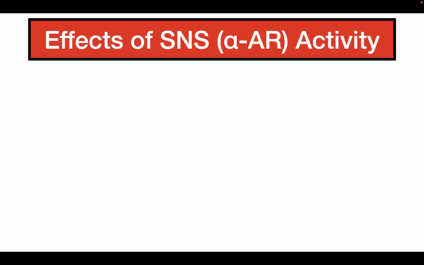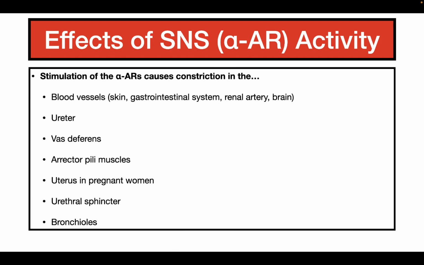So now what we're going to do is summarize the effects of the sympathetic nervous system when it interacts through the alpha adrenergic receptors and when it interacts through the beta adrenergic receptors. Remember, when you stimulate the alpha adrenergic receptors, this is going to cause constriction. And we can see this constriction in blood vessels, specifically in the skin, the GI system, the renal artery, and the brain. But we can also see the constriction of smooth muscles in the uterus, the vas deferens, of erector pili muscles, the uterus in pregnant women, urethral sphincter, as well as the bronchioles.